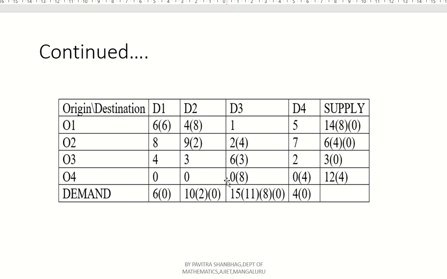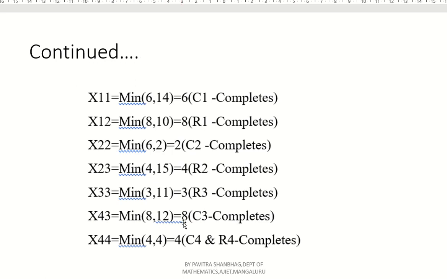Next we have to calculate x43. What is the minimum of 8 comma 12? That is 8. So C3 completes at that time. Similarly, x44 means minimum of 4 comma 4, that is 4. So C4 and R4 both complete. Therefore, here all supply and demand we have finished completely, right?